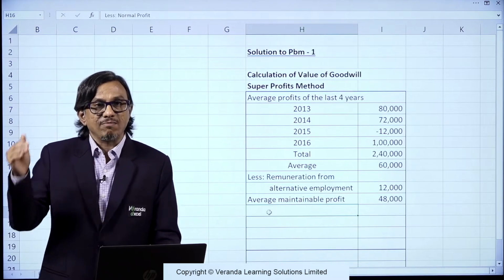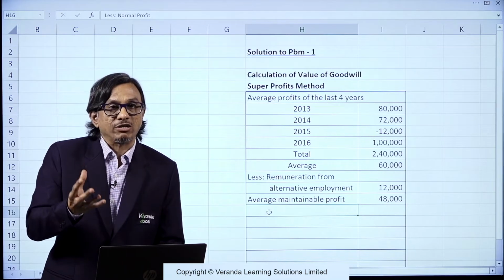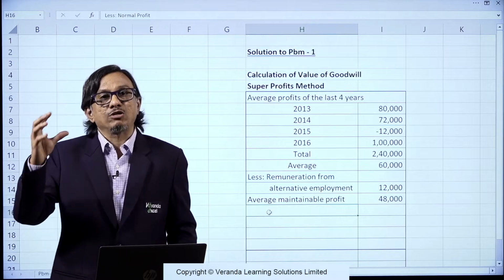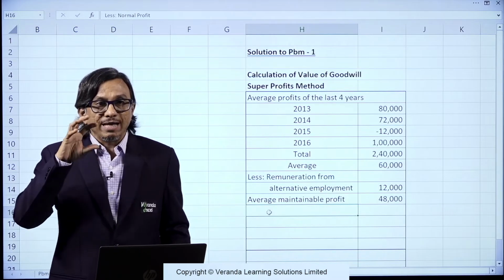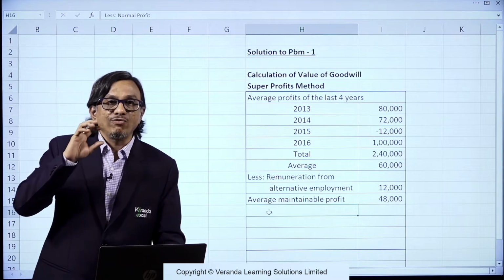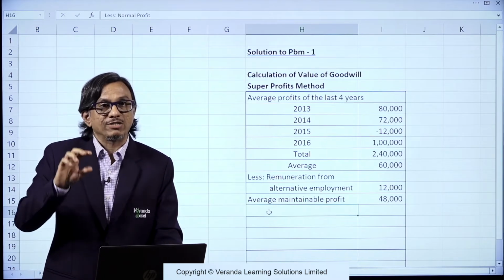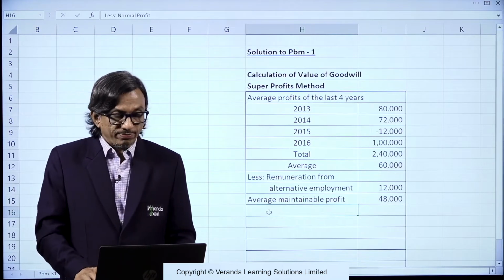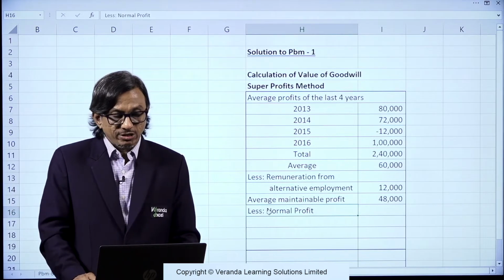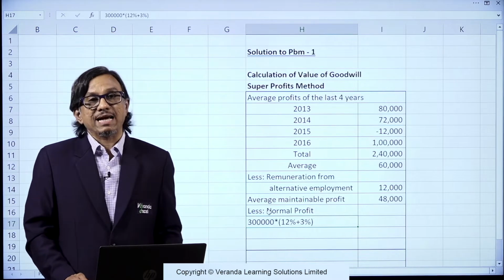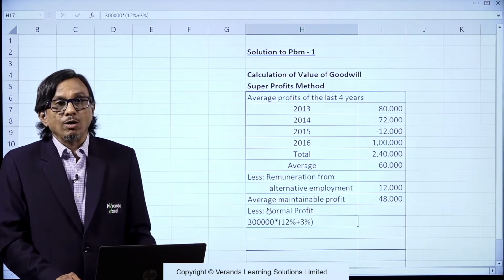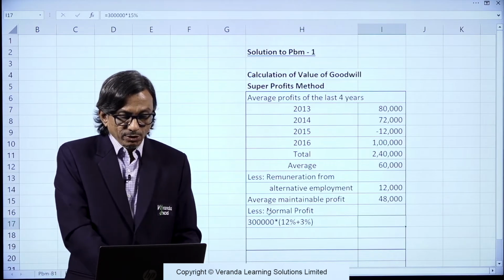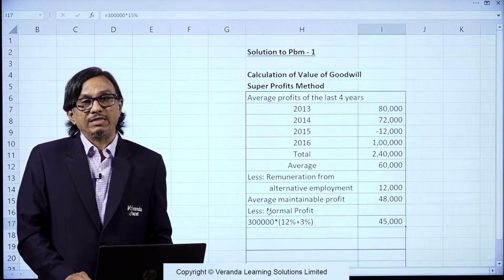But since he has invested the money in a business, he is exposed to risk, external risks are there. For compensating the risk, he is supposed to earn another 3% also. Therefore, total expected return from the business is 15%. So, the normal rate of return is 15% on an investment of 3 lakh. We have to find out what is the amount. So, normal profit, how much? 3 lakh, that is capital invested, multiplied by 12% plus 3%, that is 3 lakh into 15%. So, the normal profit is going to be 45,000.